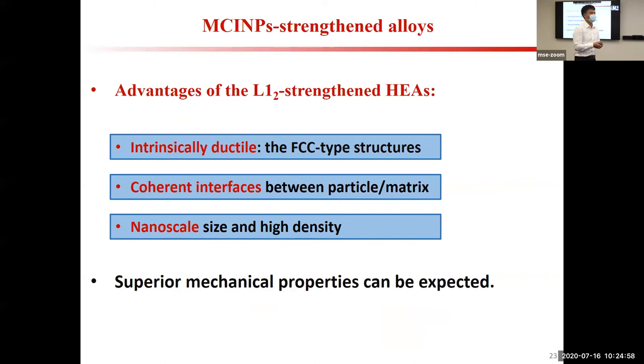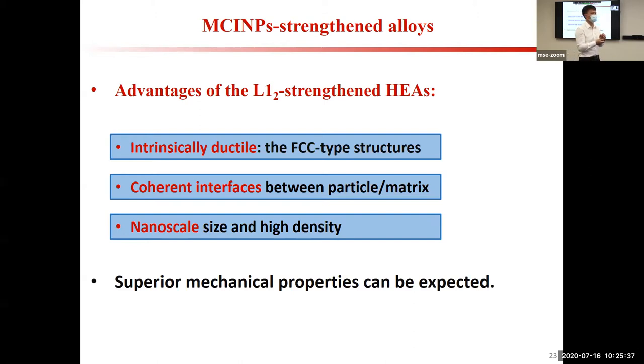So if we look at this structure, we know there are three major pronounced advantages of this dual phase nanostructure. The first one is the intrinsically ductile structure. Both the matrix and the nanoparticles show an FCC type structure. Although the matrix is disordered FCC and the particles are ordered FCC, in general these two kinds of FCC type structure are intrinsically ductile.